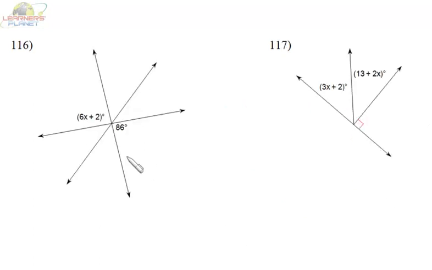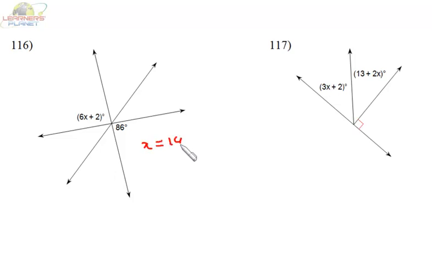Further, we will not go for paperwork. I will just explain it orally. It's 6x plus 2 will be 86, and both of them are vertically opposite angles. So 6x plus 2 is 86. That means 6x is 84. That means x is equal to 84 by 6. That means x is equal to 14.